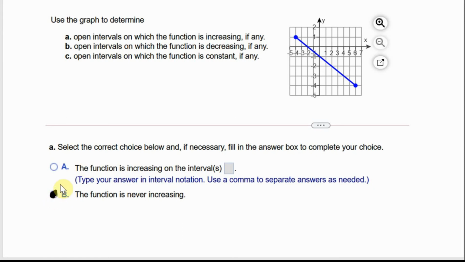And so in terms of, I'm just going to highlight here for part B, this function is decreasing on what interval? Negative 4 to 6. And we include the endpoints because, notice here, they have the solid marks on the endpoint, right? Not an open circle. Okay.